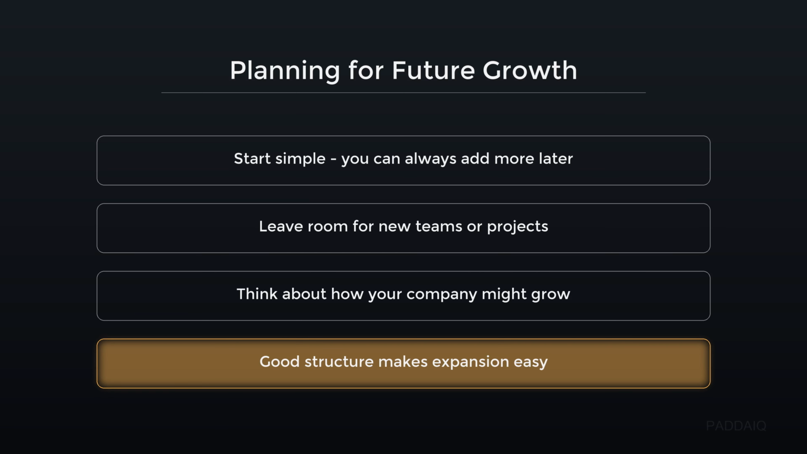Good structure makes expansion easy. This means designing your SAP BTP setup so it can grow without needing a complete rebuild. For example, using separate accounts for development and production lets you add new features to the dev space without disrupting live operations. A solid initial framework prevents future bottlenecks.